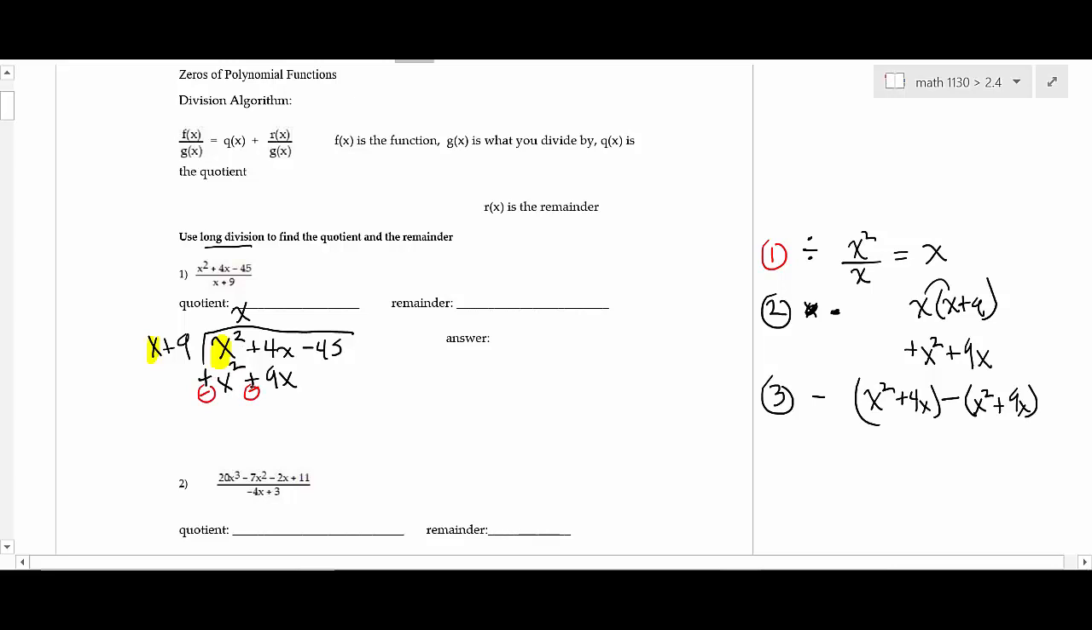Now, like in my Calc 2, I gave a Calc 2 test this morning. There were two problems they had to do long division on. They just had to because of the type of integration we were looking at.